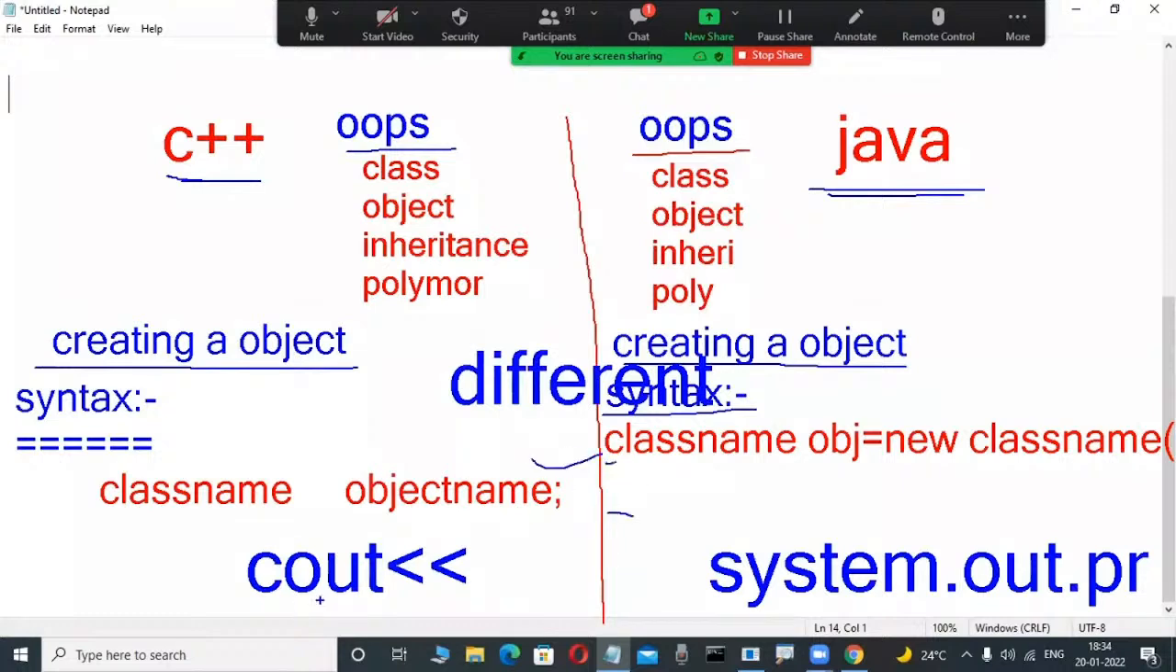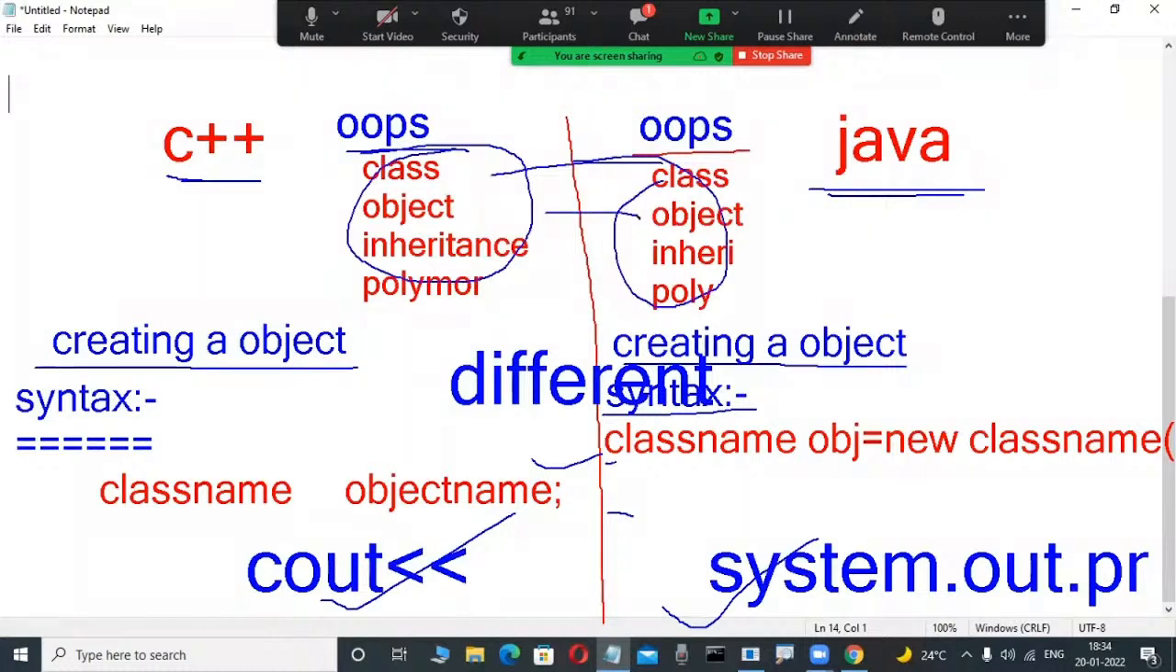Functions are also totally different in these two object-oriented languages. But conceptually, the OOP concepts are the same: what is a class, what is an object, what is inheritance, what is polymorphism. The same, but syntactically totally different. Why? Because those are two different languages, two different products from different companies. That's why functions and syntax are different.